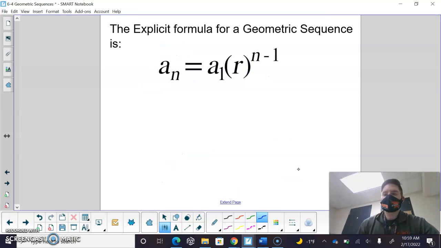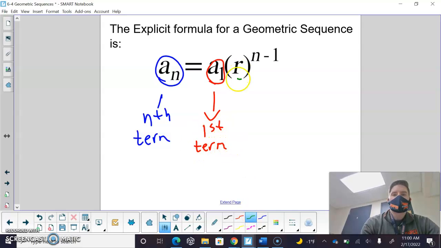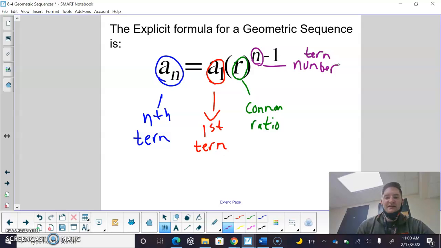For the explicit formula for the geometric sequence, if we're looking at this one right here, a sub n is called the nth term. a sub 1 is the first term in the sequence. r is the common ratio. And this n up here is the term number. So if it asked you to find the 10th term, you would put 10 in there for n.